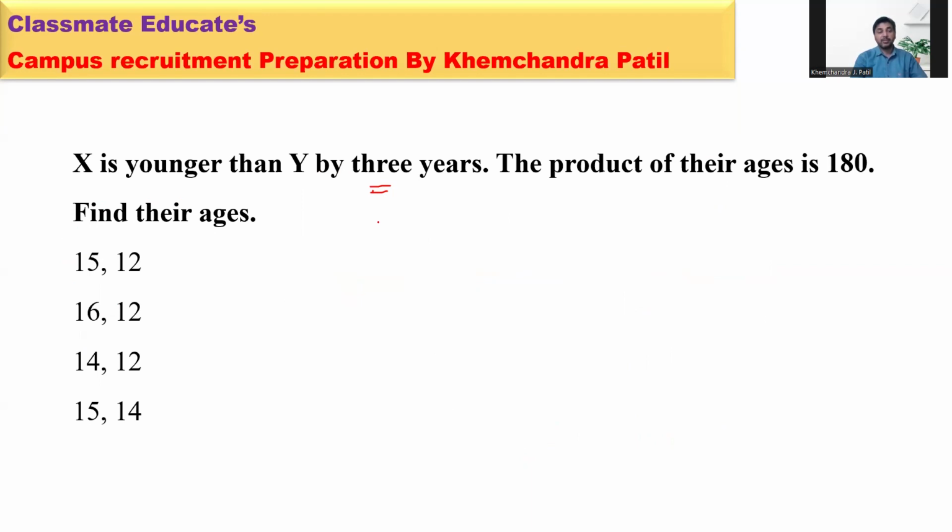3 साल से छोटा है. Okay. And the product of their ages is 180. Find their ages. Now, first of all, go for that option only which gives you the product of two numbers as 180.